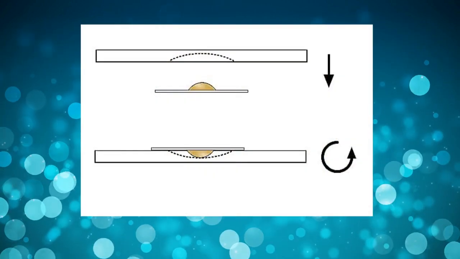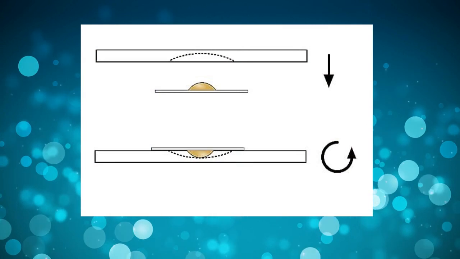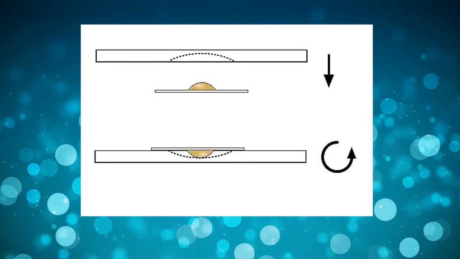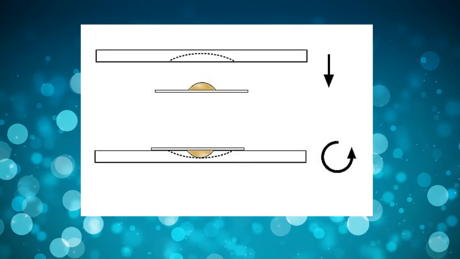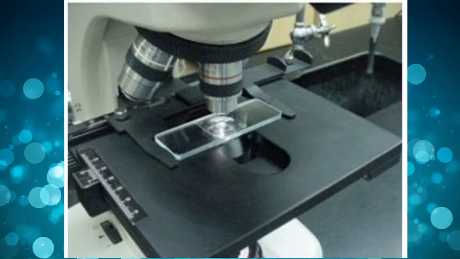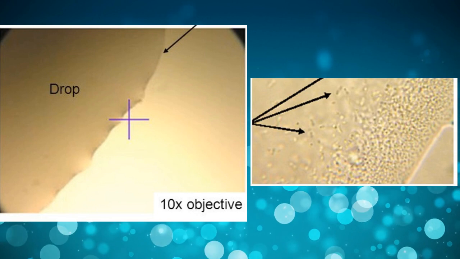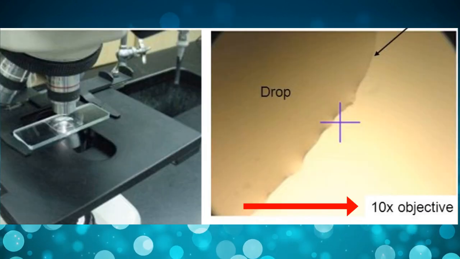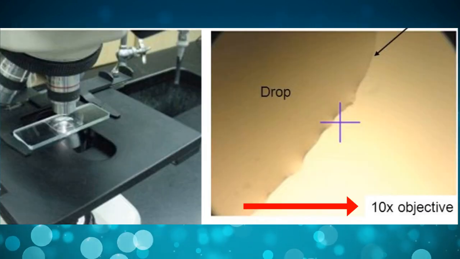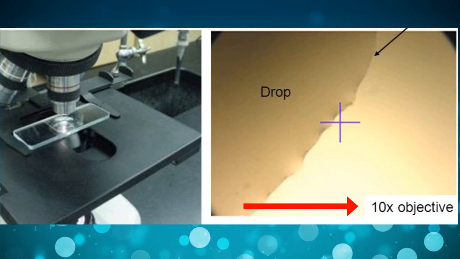Immediately turn the slide upwards. You will notice the drop hanging downwards from the slip into the central depression of the slide. Now place the slide on the stage of the compound microscope. The bacteria get accumulated at the edge of the hanging drop because of the surface tension of the drop. That is why we first begin by focusing the edge of the drop under 10x objective lens.